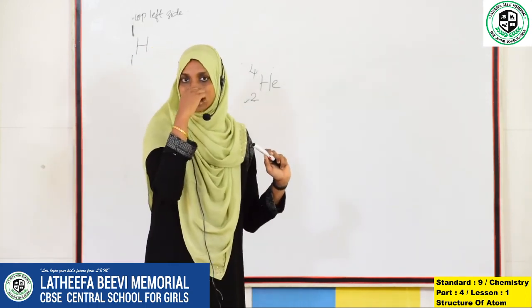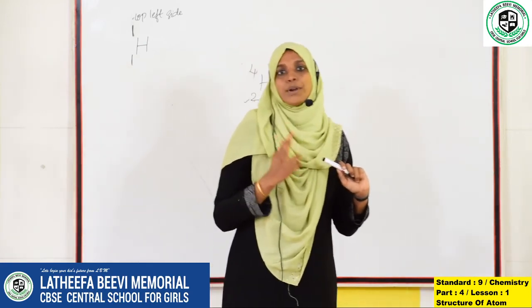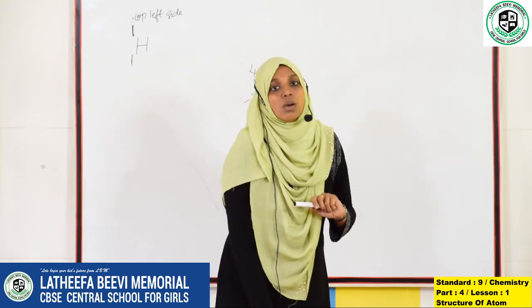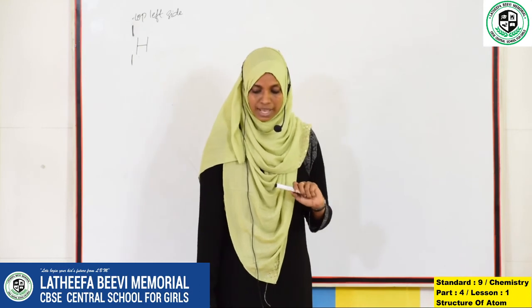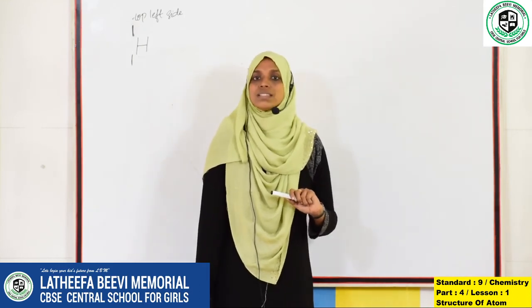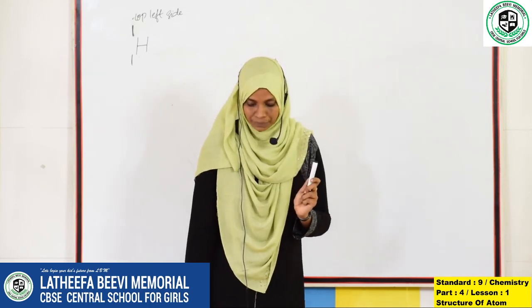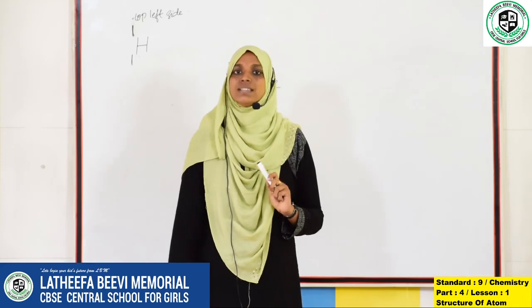So in this class we discussed atomic number. Atomic number is the number of protons and it is also equal to the number of electrons. How can we calculate the mass number? We can calculate the mass number by number of protons plus number of neutrons. Then the number of neutrons. Number of neutrons is equal to mass number minus atomic number.